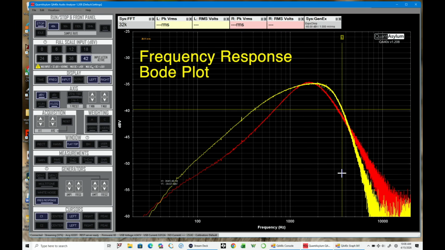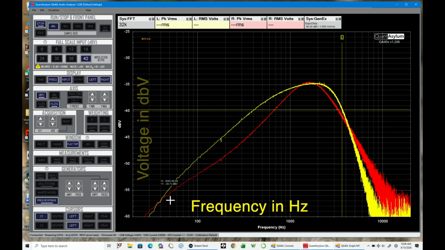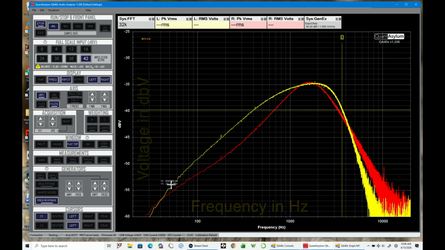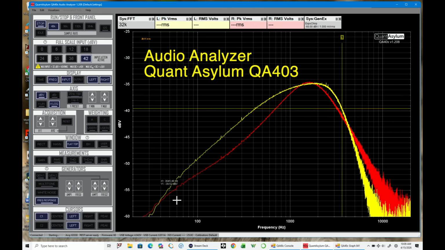Okay, this is a frequency response, also called the Bode plot. The x-axis is frequency in hertz, and the y-axis is voltage in dB volts. This shows how the pedal responds to different frequencies. Now, I use a piece of test equipment called an audio analyzer, in this case a Quantasylum QA403. Think of it as a super high quality audio interface with some additional signal processing capability.